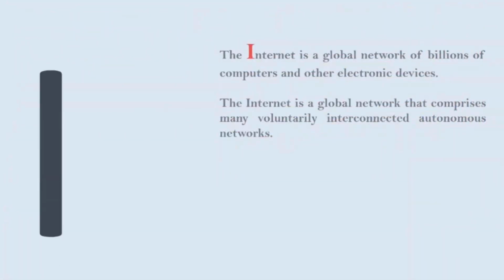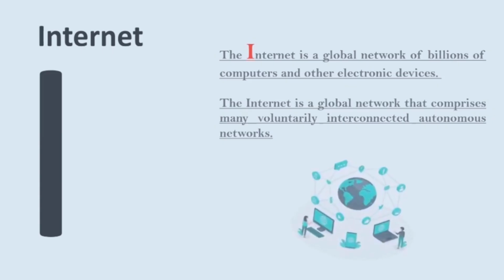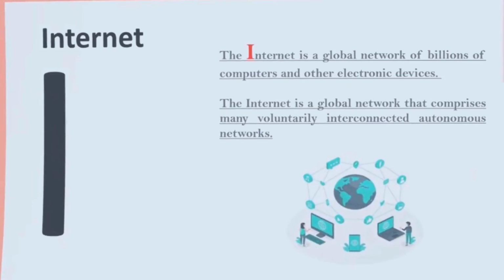We have alphabet I. The world is a global network, and alphabet I represents the word internet, spelt I-N-T-E-R-N-E-T. Internet is a global network of billions and trillions of computers and several electronic devices. This helps us to access the web and share information to a global reach.